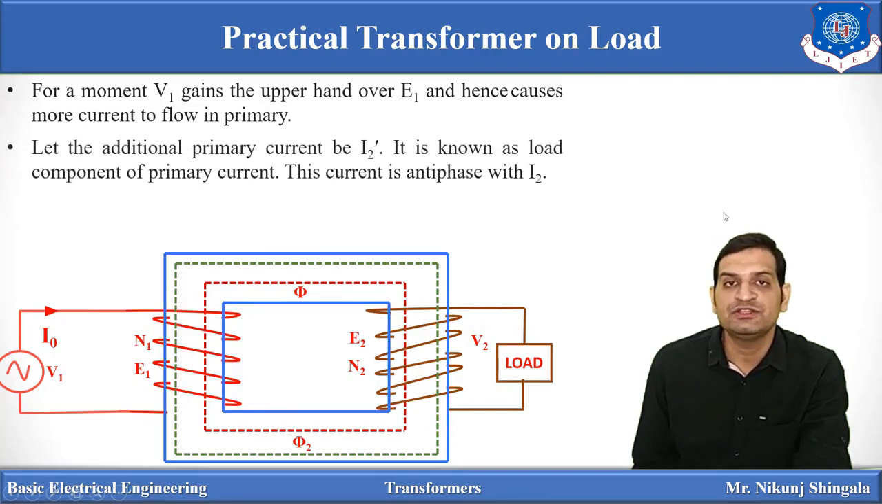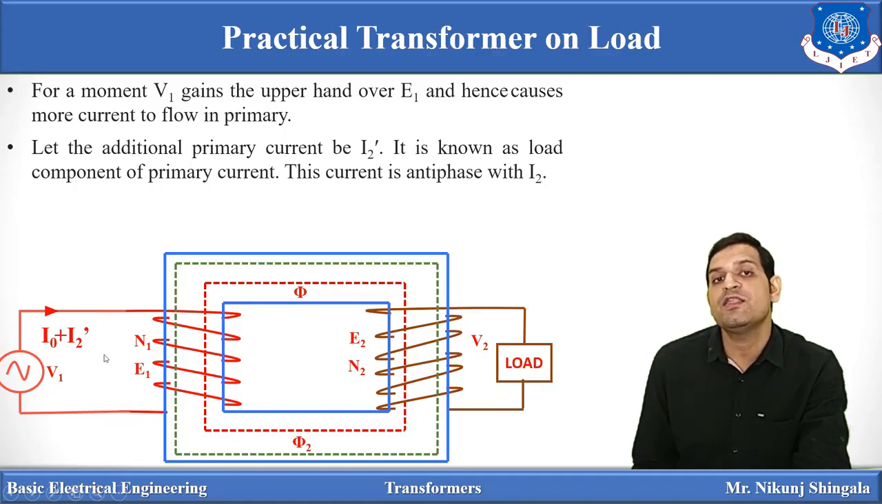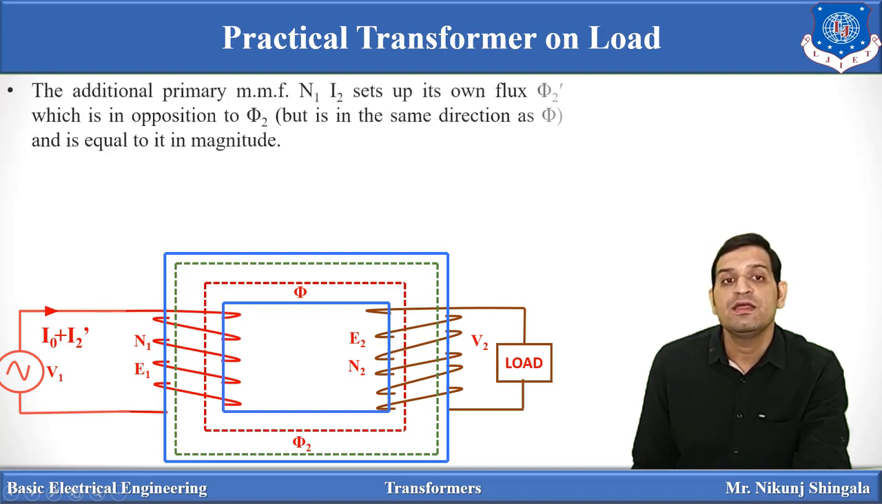So additional current I2 dash will start to flow in the primary winding. It is known as the load component of the primary current, and this component will be in antiphase with I2, because I2 dash is flowing because of phi2 and phi2 is flowing because of I2. So I2 dash and I2 will be in opposition to each other. Now this additional current I2 dash will set up MMF in the primary winding, that is N1 I2 dash. Next, flux phi2 dash will be produced because of I2 dash, which is exactly in the opposite direction to phi2 and equal in magnitude to phi2.